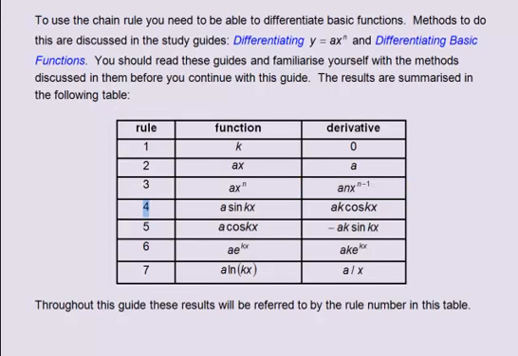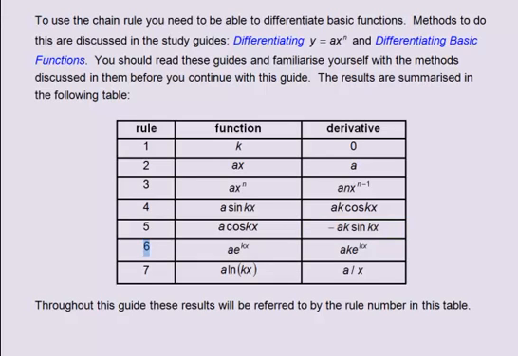Rule 4. Function a multiplied by the sine of kx. Derivative a multiplied by k multiplied by the cosine of kx. Rule 5. Function a multiplied by the cosine of kx. Derivative minus a multiplied by k multiplied by the sine of kx.